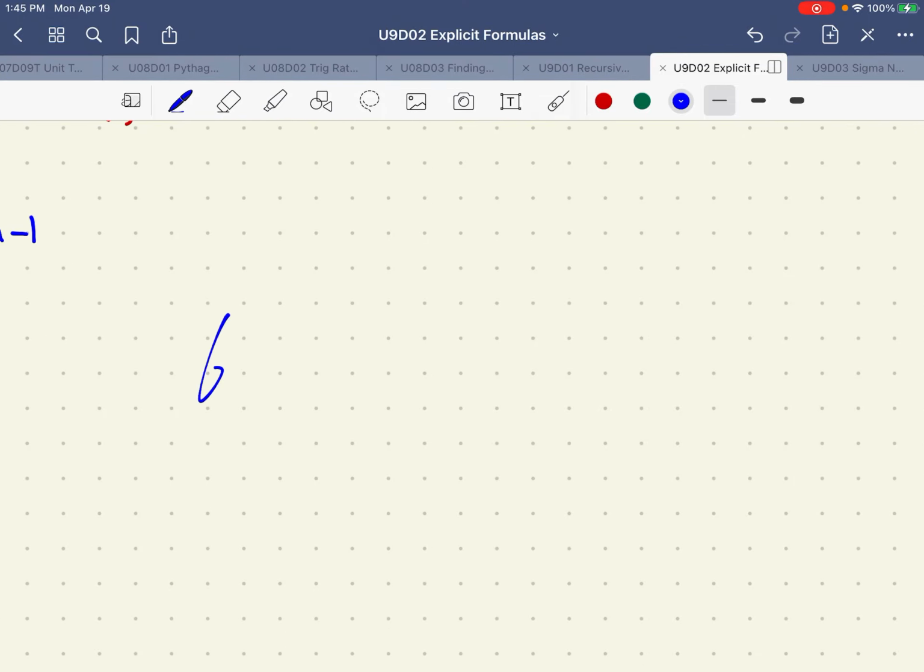So the following sequence, 6, 12, 24. My question to you is this an arithmetic sequence or a geometric sequence? And what is the common ratio or common difference of the sequence? And find the value of the 10th term.